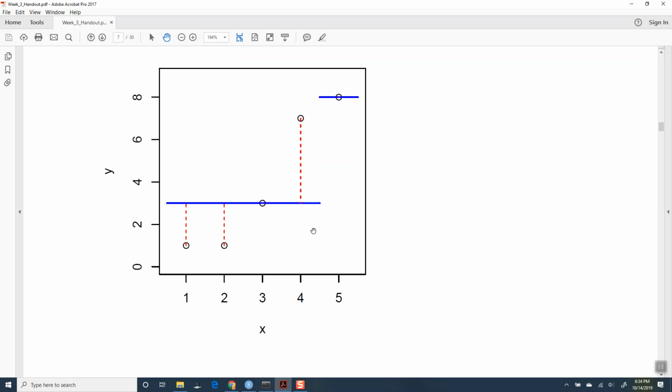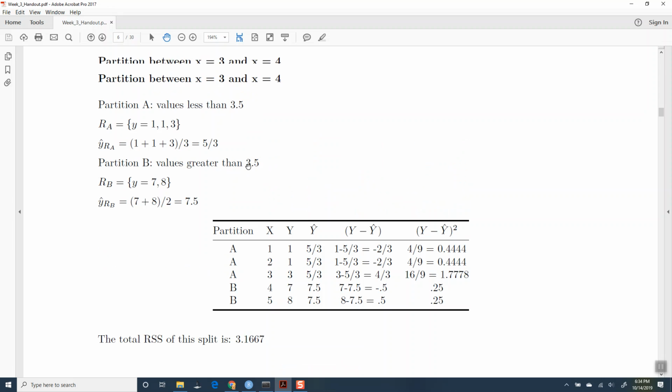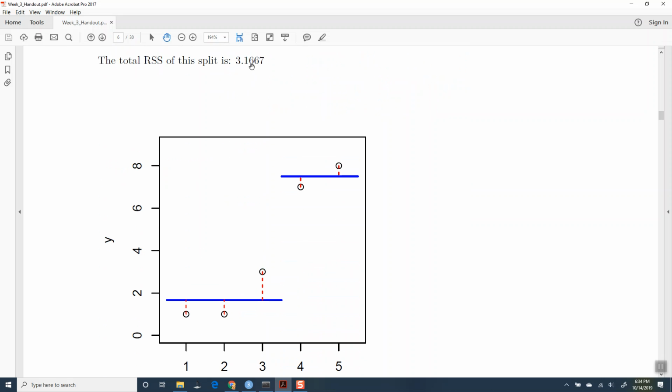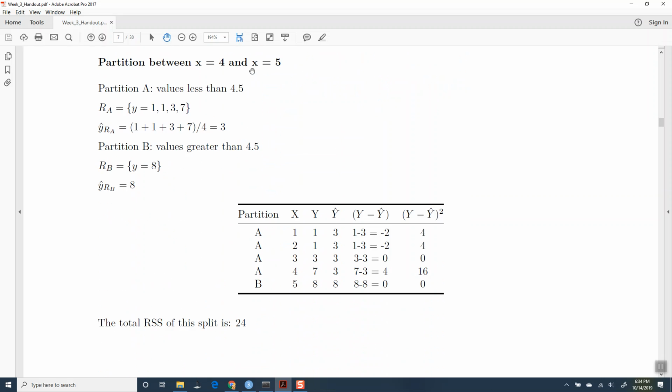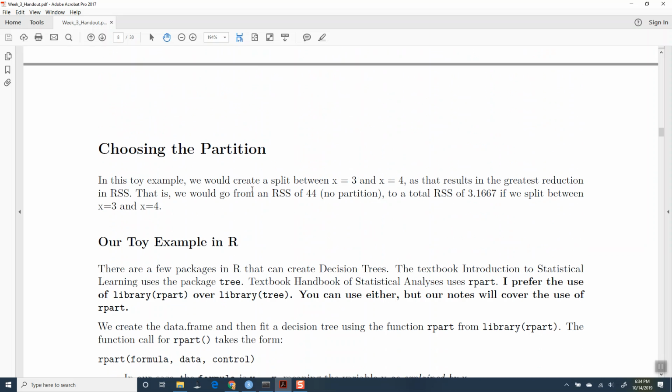Okay, so we've looked at all 4 possible partitions of our data. And the one that had the best resulting RSS was the partition between 3 and 4, okay? And so this one has the smallest resulting RSS of 3.1667, and so that is going to be the partition that we choose, okay? So we would choose a split between x is 3 and x is 4, and that's going to reduce the RSS. So before, we had an RSS of 44 with no partition. After the partition, our RSS is 3.1667, and that's how we would choose just in this case, okay?